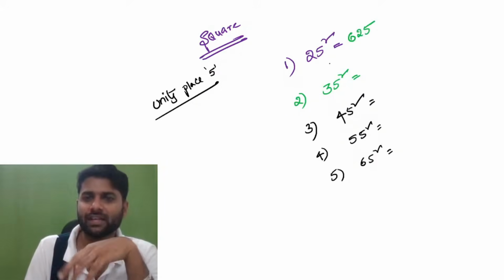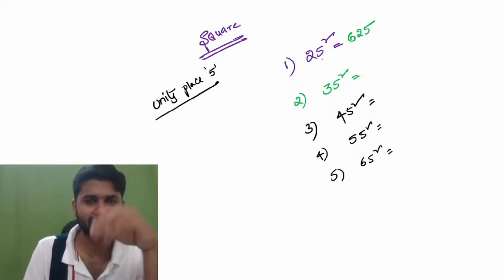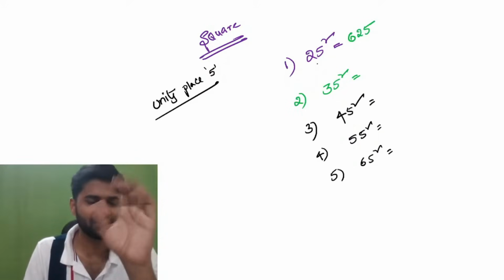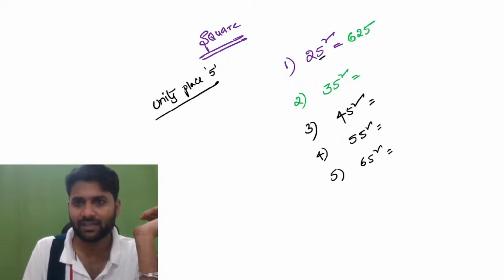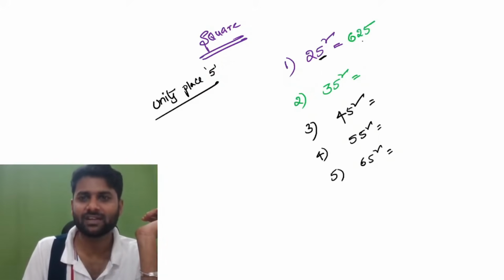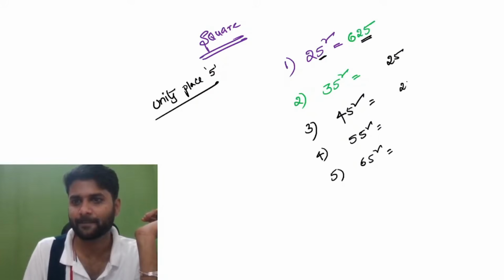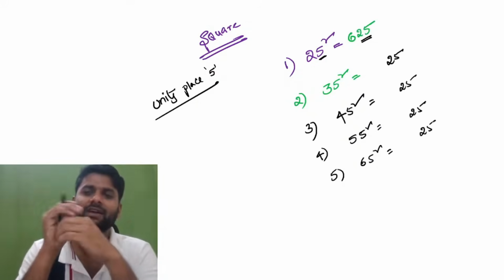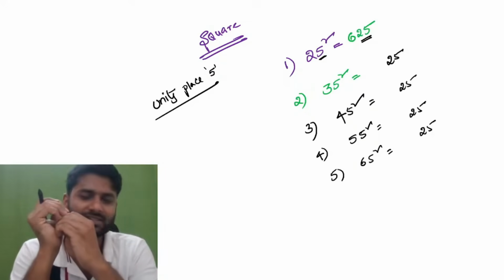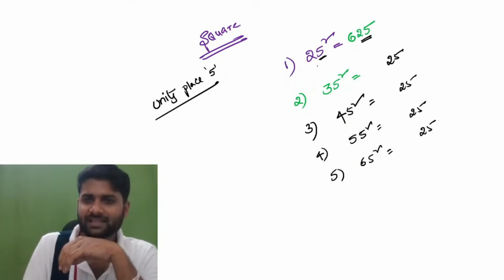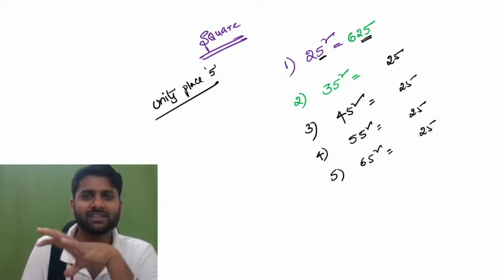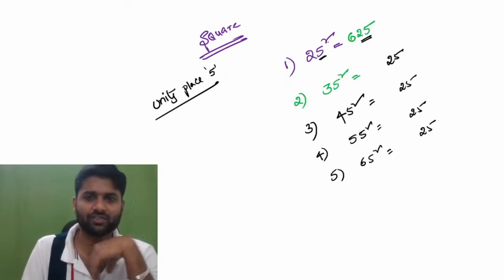Whenever the units place in a question is 5, it's a small observation. It's not a logic, it's a small observation. If the units place is 5, the square of that number ends in 25, which means the last two digits are always 25. You can take any question. If the units place is 5, the last two digits of the result are 25. Now let's take this example.